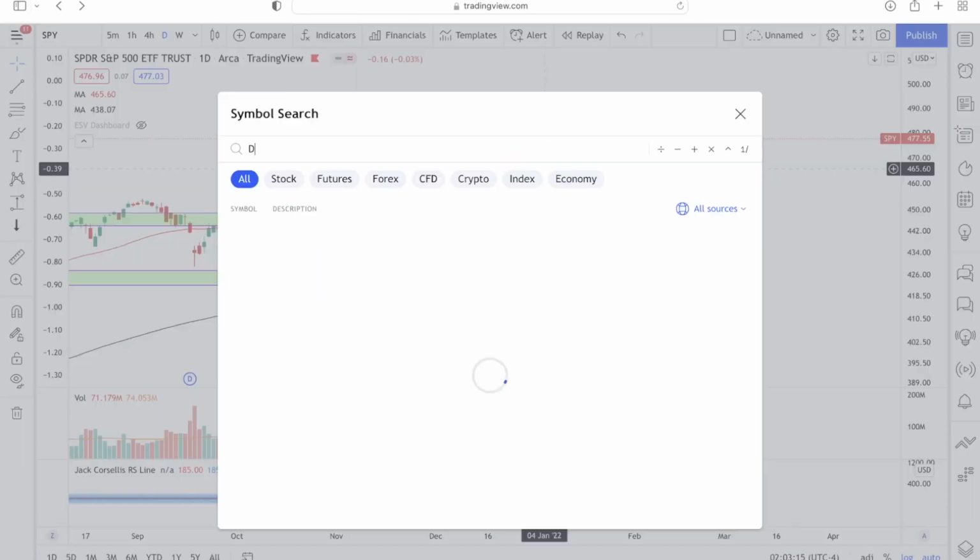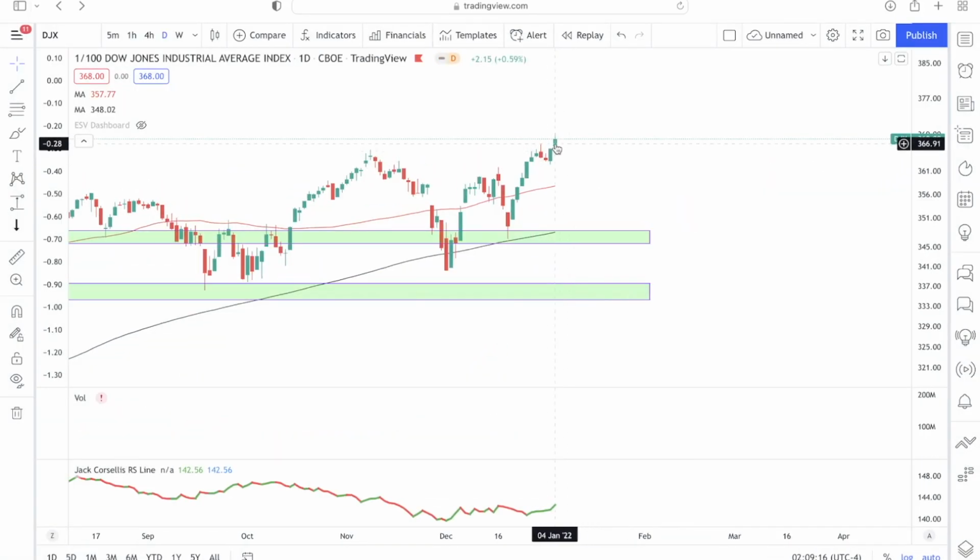Now let's take a look at the Dow Jones. For the Dow Jones, it also managed to make a new high, but unlike the S&P 500, the Dow Jones managed to make a new high and close at a new high. And in terms of price action, the Dow Jones also looks stronger than the S&P 500.